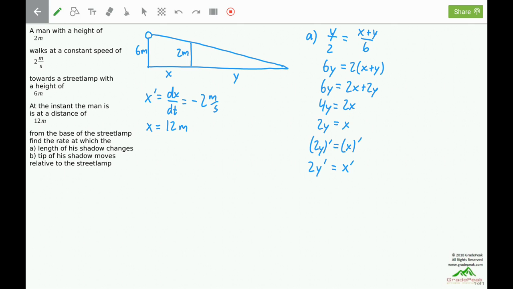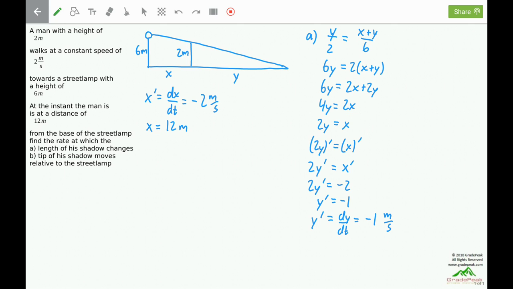We have x prime, so we can now plug our numbers in, and 2y prime equals negative 2, dividing both sides by a 2 gives us y prime equals negative 1. Therefore, y prime, or dy dt, is equal to negative 1. It'll have units of y. Y is a length. It's therefore in meters, over time, time is measured in seconds here. So there's the rate at which the length of a shadow changes. Y prime is negative 1 meter per second. Apparently, it's becoming shorter.